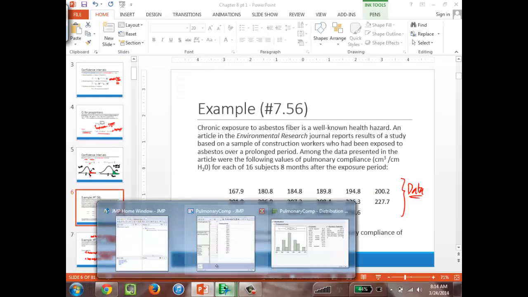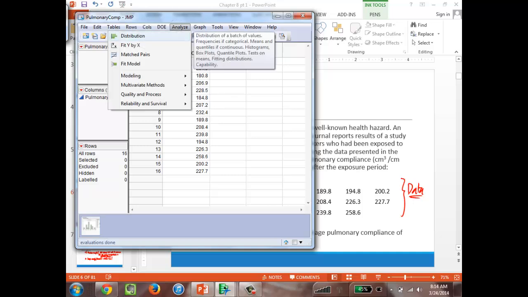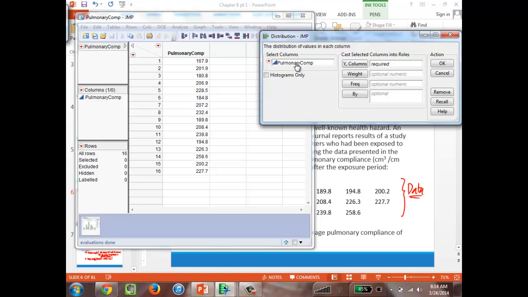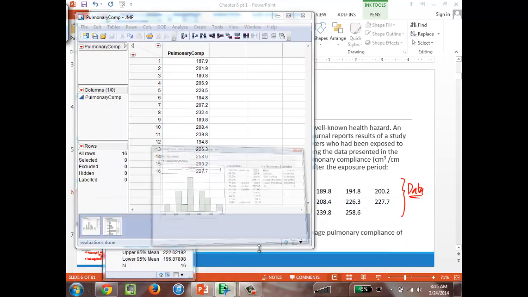Okay, so what I can do is hop over here to JMP. Here I have a list of those 16 numbers. On the slide right behind it, I've entered those 16 numbers into a column here. And if I want to look at this information, I can go to the Analyze menu, click on Distribution, and drag my variable of interest over here. And I'll put up some instructions on how to do this. Click OK. Then I'm actually going to look at it this way.